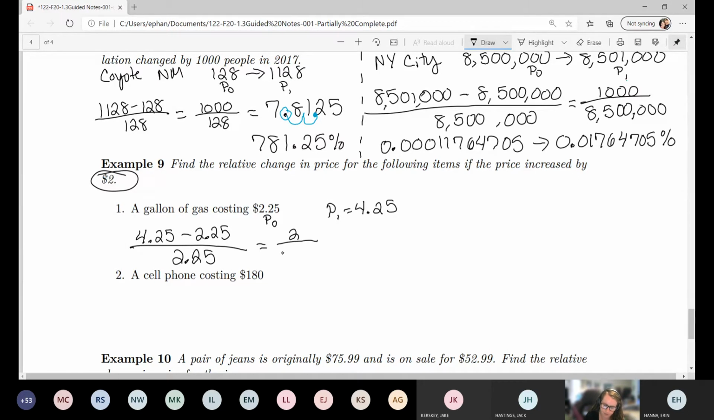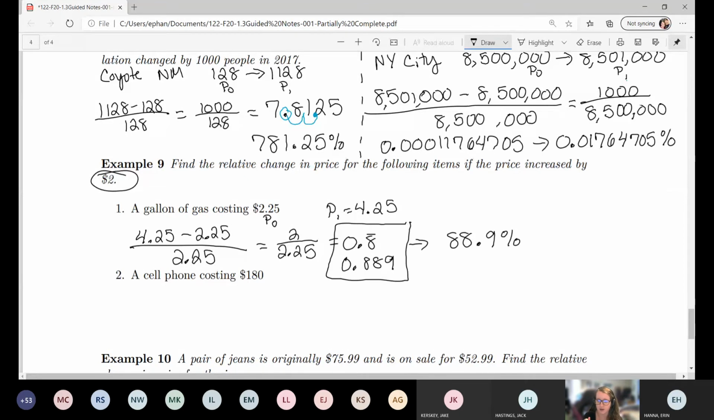So 2 divided by 2.25 is 0.8 repeating. So let's just say 0.889 for the sake of changing it over to a percent. So that would become 88.9%. And again, because I haven't reiterated this, the decimal doesn't have units. The nice thing is you don't have to worry about units here. There's no units on that decimal. So that means that the cost of gas increased by 88.9%.